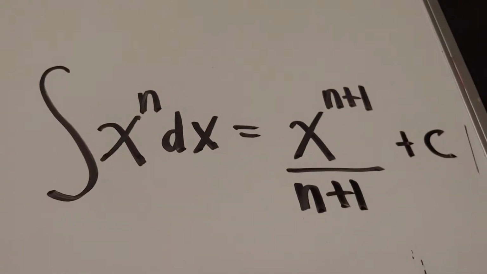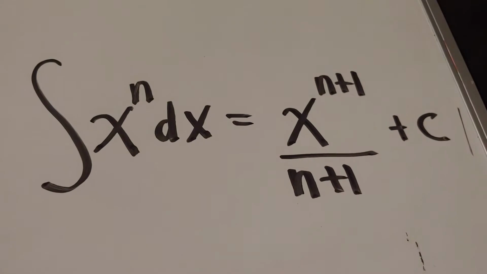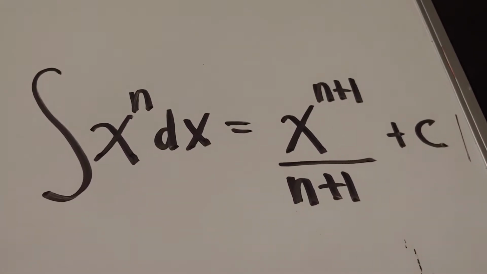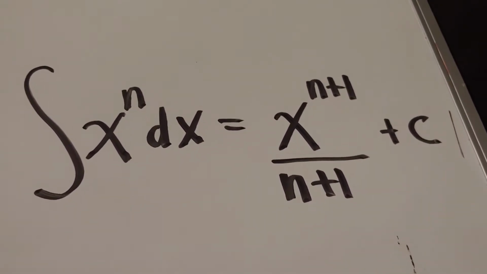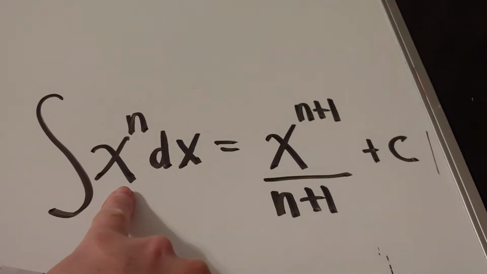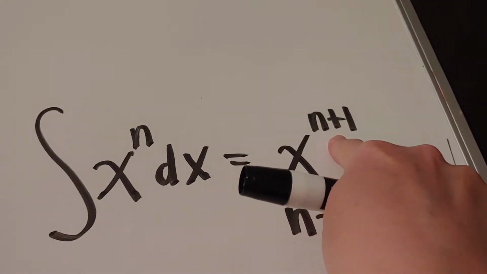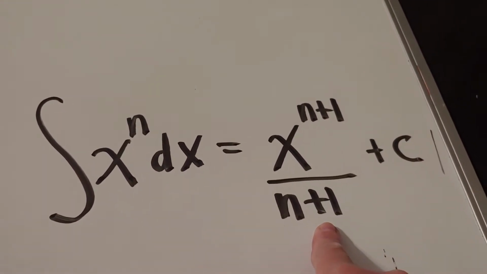When I learned this almost 30 years ago, my teacher said, integration has a guide. Add a 1 and then divide. It worked. It stuck in my head. So what that little rhyme is saying is for the power rule, integration has a guide. Add a 1, so add a 1 to the exponent, and then divide by that same exponent.